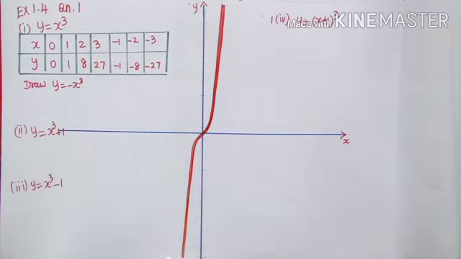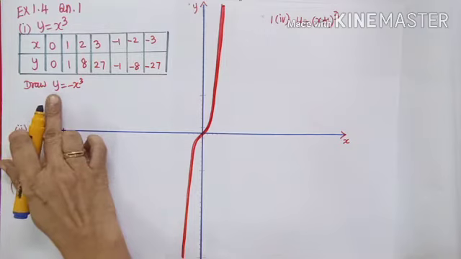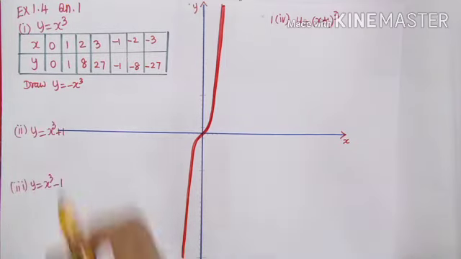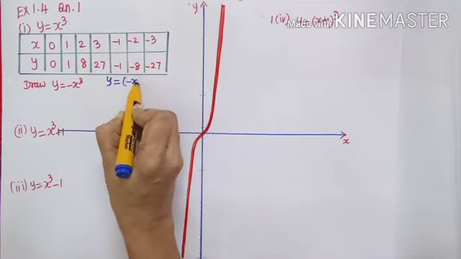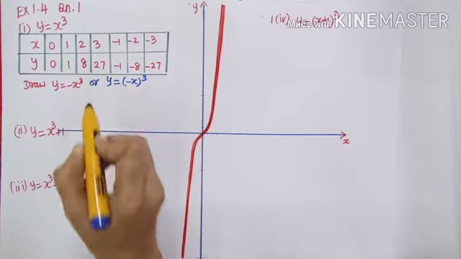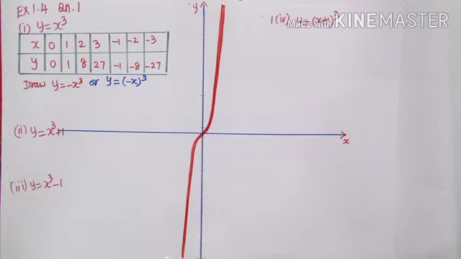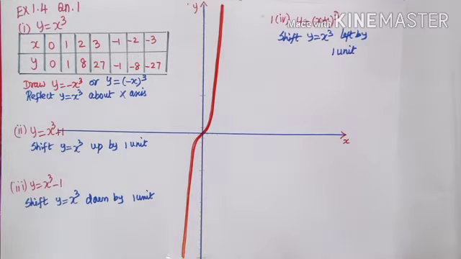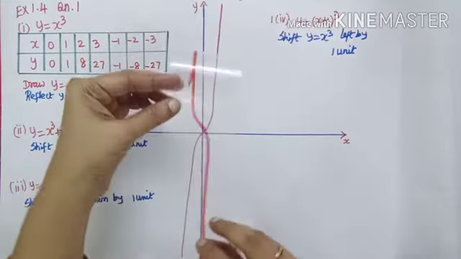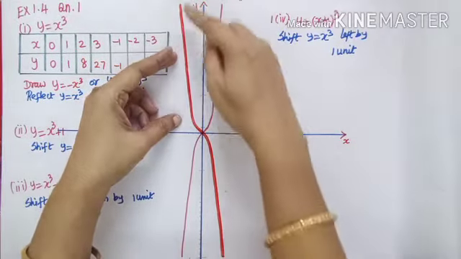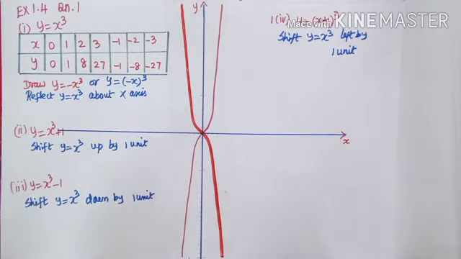Now this will be given in the question. Then what is it that you have to do? Find y equals minus x cube. This y equals minus x cube, I can say y equals minus x the whole cube or minus x cube. So, reflect y equals x cube about the x-axis. What do you mean by about the x-axis? The curve will be reflected like this. So, this is y equals minus x cube.